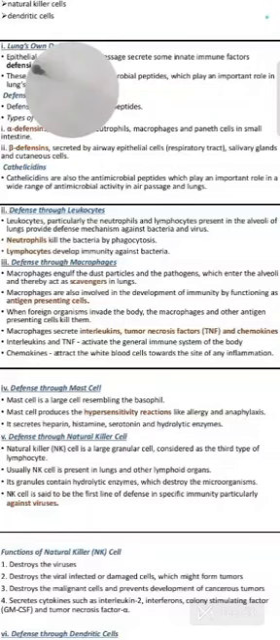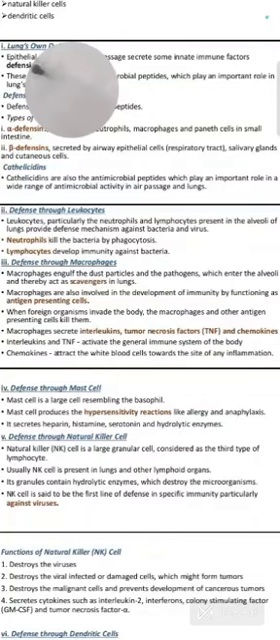Defense through macrophages. The macrophages engulf the foreign particles and the pathogens which enter the alveoli, and thereby act as a scavenger in lungs. Macrophages are also involved in the development of immunity by functioning as antigen presenting cells. When foreign organisms invade the body, macrophages and other antigen presenting cells kill them.